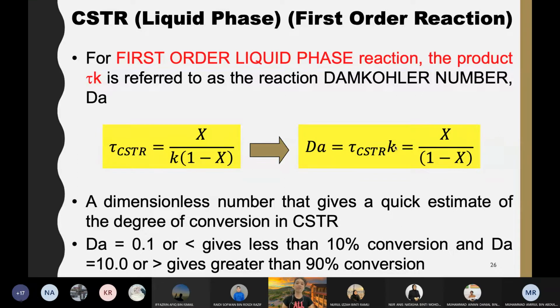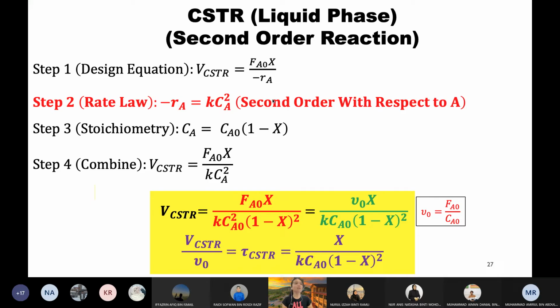Okay, so you have learned now, come back to this, you have learned why we need to calculate Damköhler number and the importance of Damköhler number, because it can predict for us the conversion of the reactor even before you run the reaction itself. Okay, done on first order. Okay, now I go to the next one. I change the rate law.